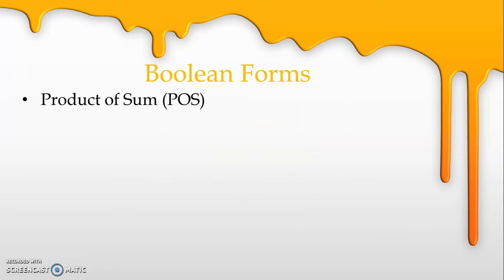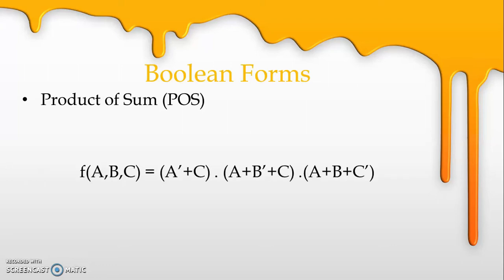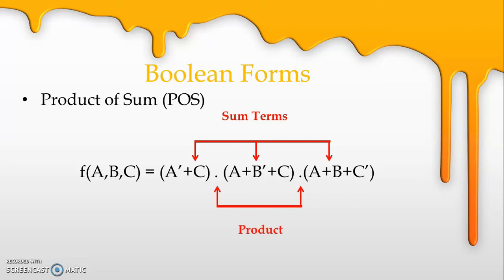Now let us study product of sum, in short POS. We have written one Boolean function represented as a Boolean expression. Here we have the sum terms A bar plus C, A plus B bar plus C, and A plus B plus C bar, and these are all known as sum terms. In sum terms, all the literals are connected with the OR operator. All the sum terms are multiplied together, so we have the dot notation, and that is known as a product. In the case of a product, we have the AND operator. So in product of sum, we have multiplied all the sum terms together, and this form of Boolean expression is known as a product of sum.